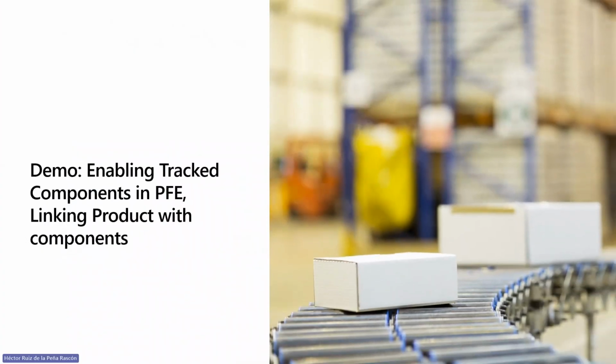Now we will be sharing a quick demo where we will enable the track components feature. Then we will configure it with the production floor execution interface. And then we will go into one of our production orders and link our products with its components. So let's see this demo.